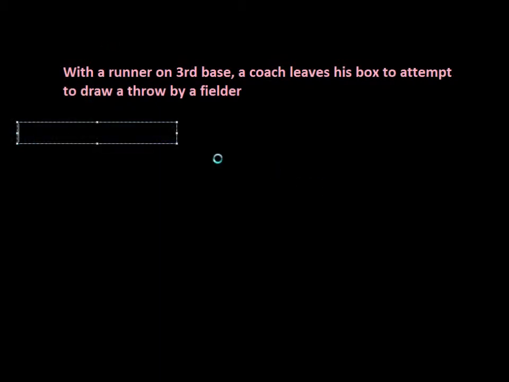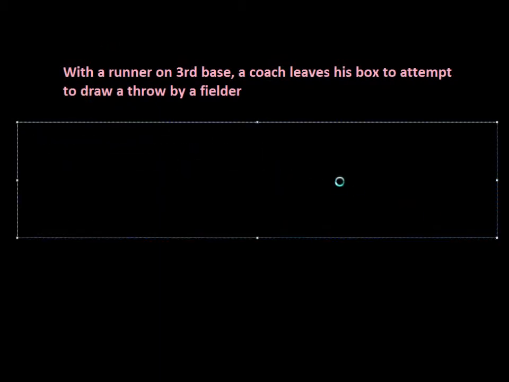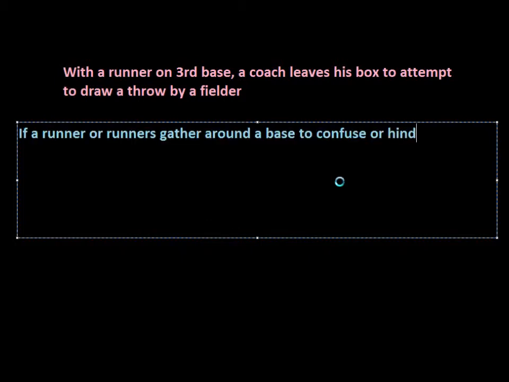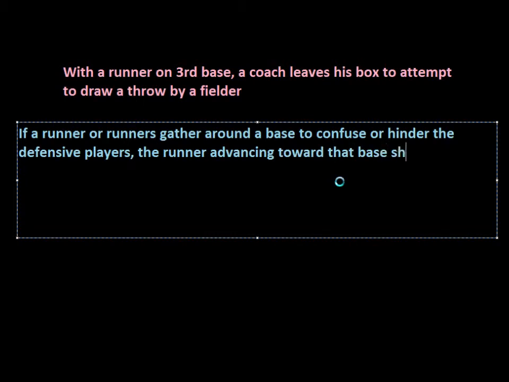So if a runner or runners gather around a base to confuse or hinder the fielders, the defensive team, the runner advancing toward that base shall be called out.